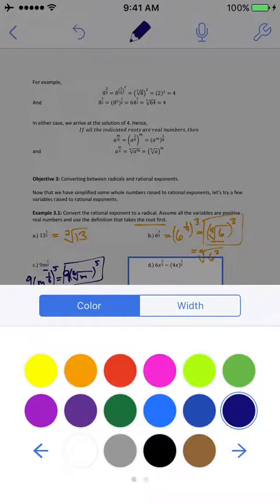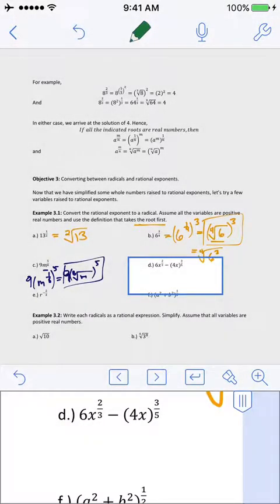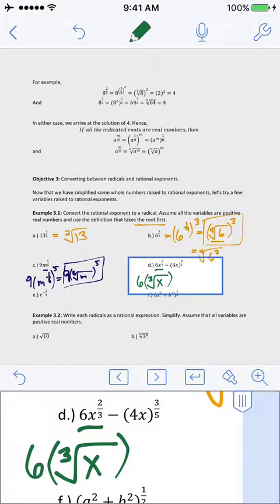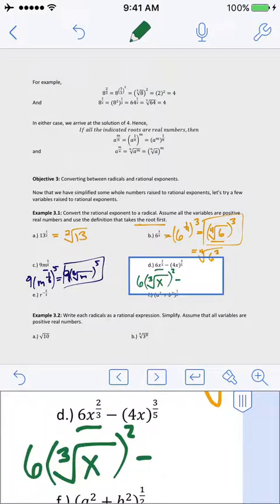Compare it to this next one in D. Again, the 6 is on the outside. So this would be 6. See, the denominator is 3. And the x would be squared. Minus. Now, the 4 is on the inside of the parentheses, right? So it's the whole thing to the 5/2.